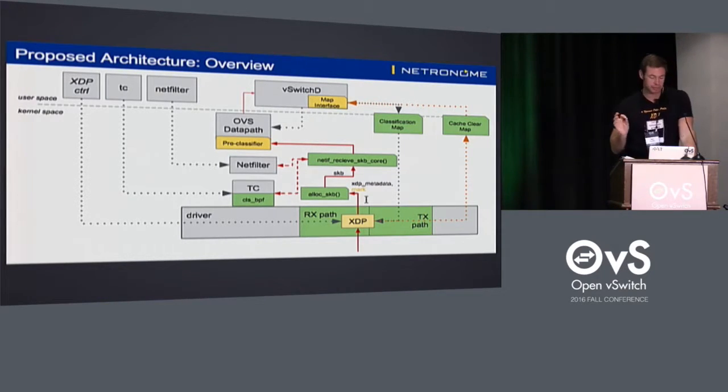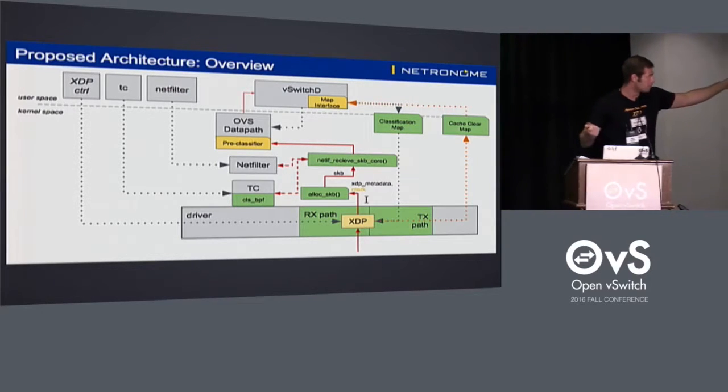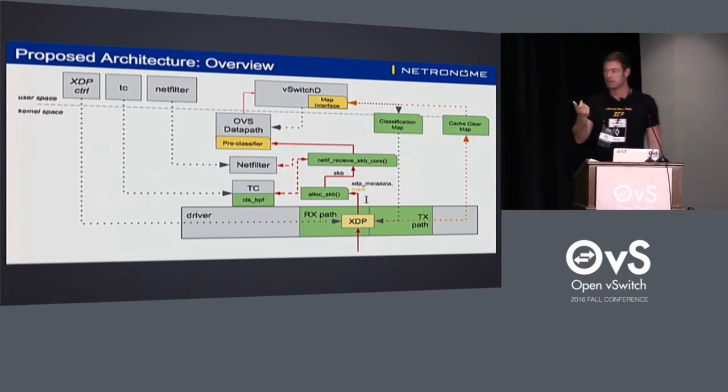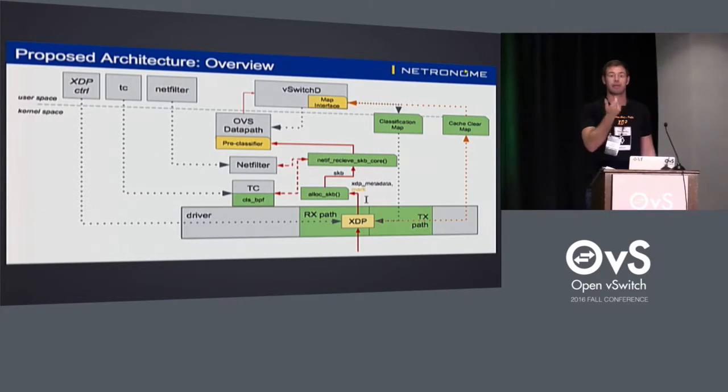The yellow things are the things which will need some modifications. We need a pre-classifier to handle the SKB mark pre-classification. We'd need some form of map interface within vSwitchD, and we also need to add the mark field to XDP, so there's a little bit of change there. Those are the three changes that would have to happen in upstream code.